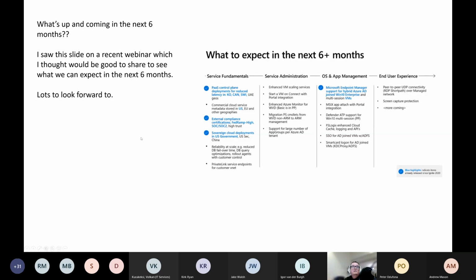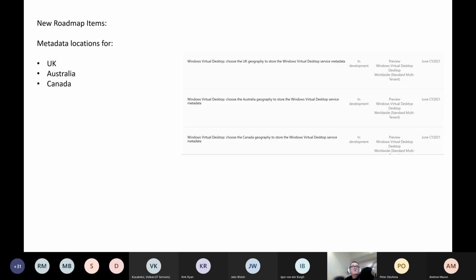There's that slide not going. And we've also got some new roadmap items that appeared on the roadmap. We've got metadata locations coming for the UK, Australia, and Canada. So if you are in any of those locations, you should see some slightly improved performance. And also, if you need to do that for security reasons as well, because some companies, for compliance, won't let you store any data held within those regions.